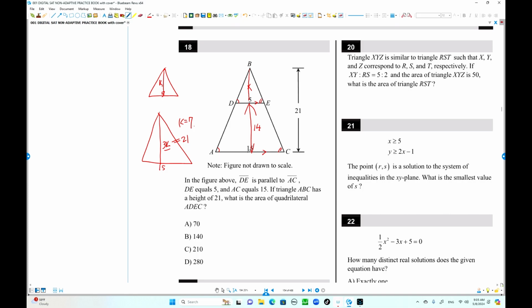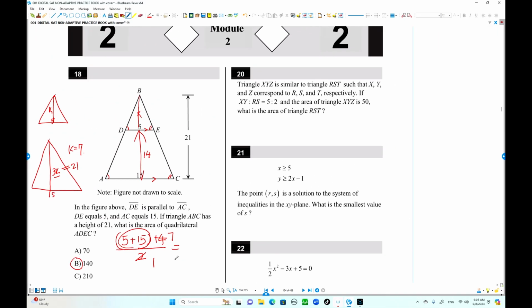So what is the area of this quadrilateral, which is a trapezoid? 5 plus, the bottom is 15. The height is now 14. Divide by 2, right? This is 1. This is 7. 20 times 7 is 140. This is the area of that quadrilateral, okay? Here is number 20.